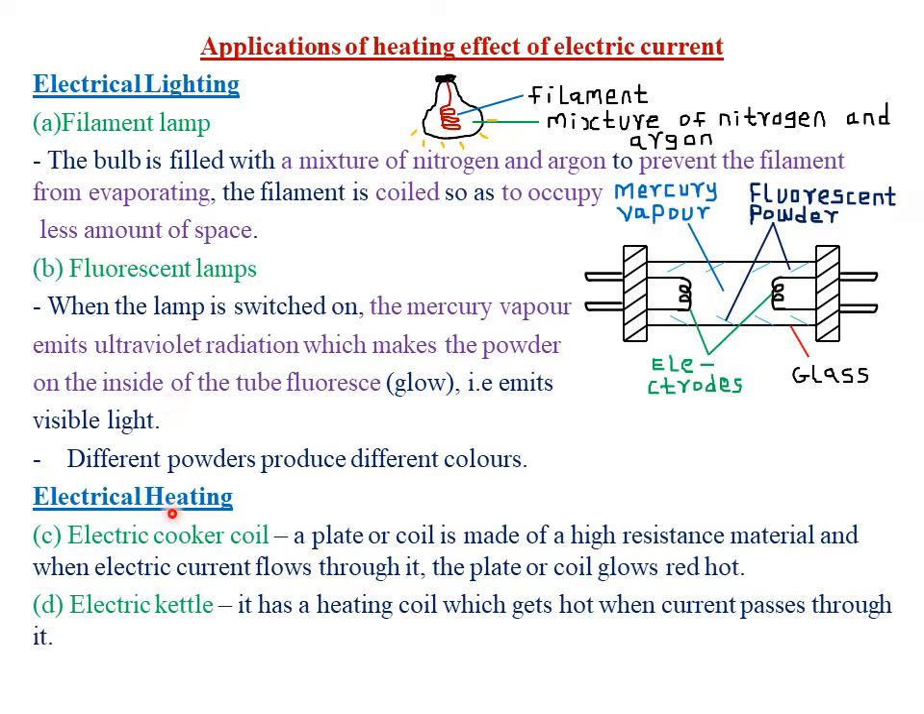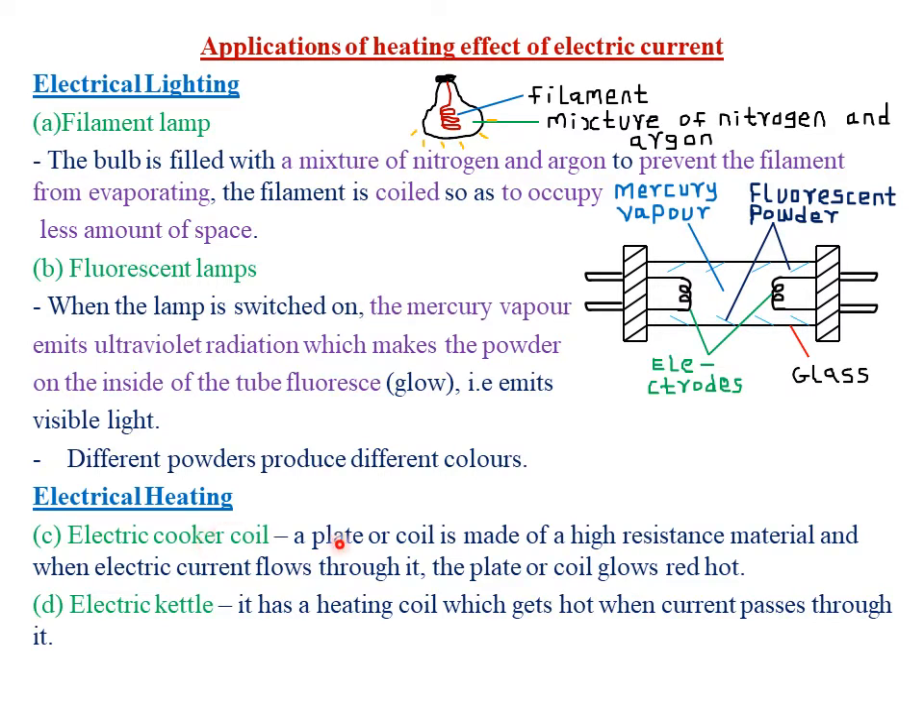Then the other applications are in electrical heating. So the first application under electrical heating is what we call the electric cooker coil, whereby a plate or a coil is made of a high resistant material, and when electric current flows through it, the plate or the coil glows red hot. So remember here, these appliances simply involve conversion of electrical energy into heat energy.